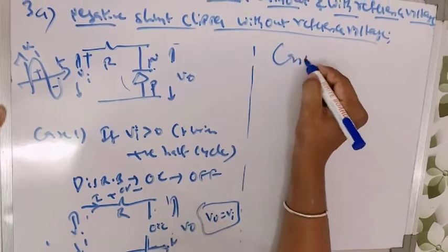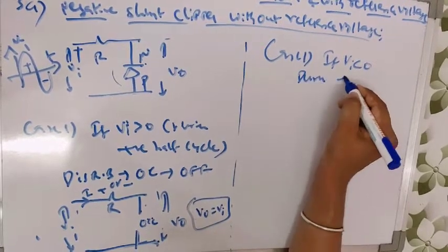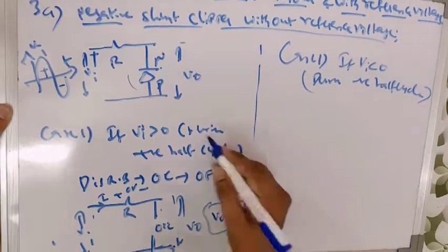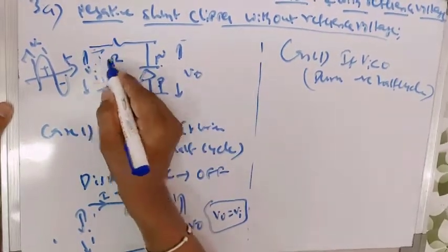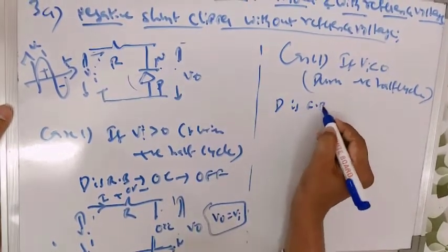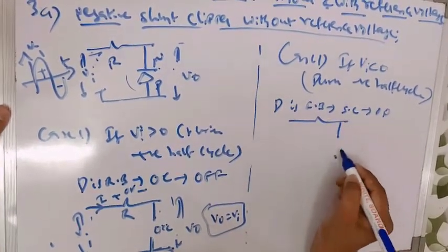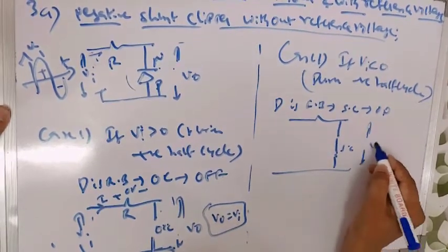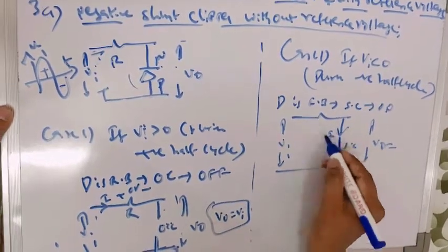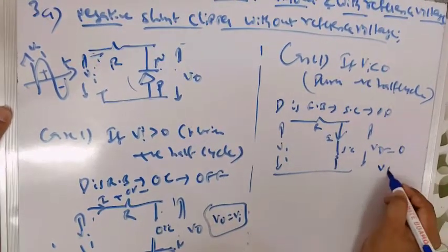Now case 2: if Vi is less than 0, that is during the negative half cycle of the input signal, what will be the output? If the negative voltage is applied here, negative is given to the N type, which means the diode is forward biased, and it is considered as a short circuit, an on switch. When the diode is short circuited, the output voltage will be equal to 0, because across the short circuit terminals the current is flowing but the resistance is 0. According to Ohm's law, current times resistance is 0, so the output voltage will be equal to 0 here.